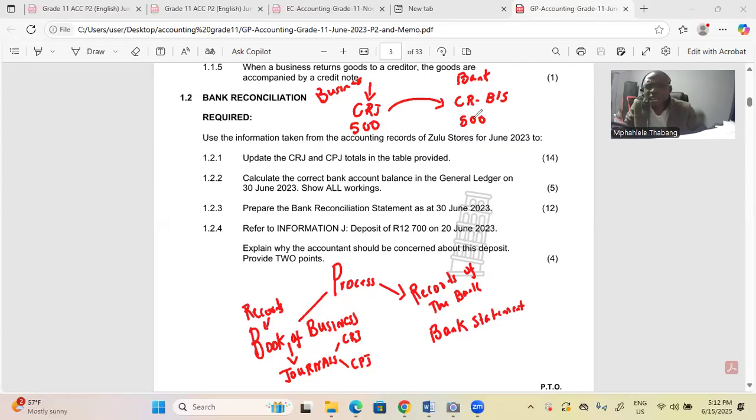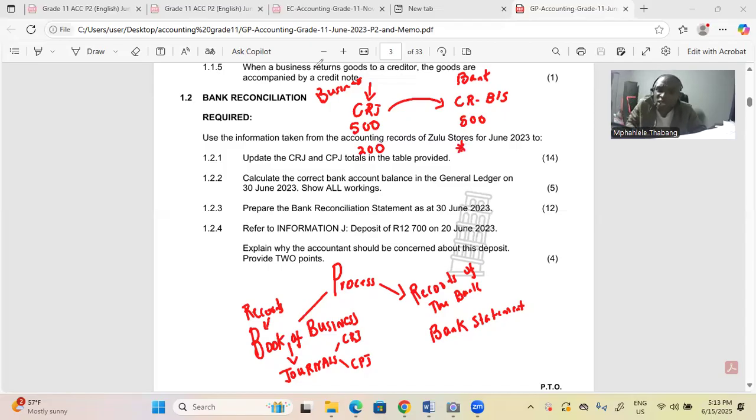So if this is not the case, let's say in the cash receipt journal there is 200, but when we go to the credit side of the bank statement, we don't find this 200, we have to investigate. We have to check what actually is happening. Maybe the business incorrectly recorded this 200 in the CRJ, or maybe the bank did not present this amount in their bank statement. So we are going to compare this journal and the bank statement.